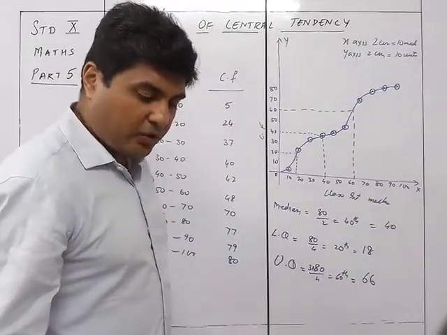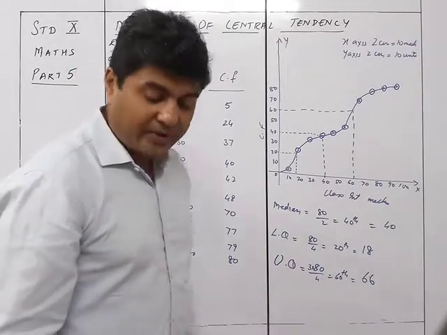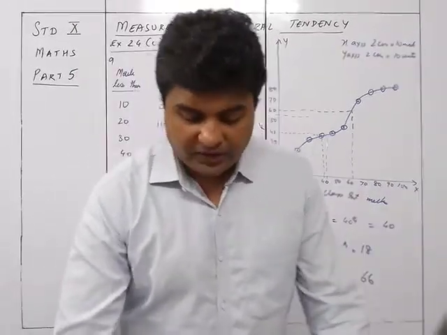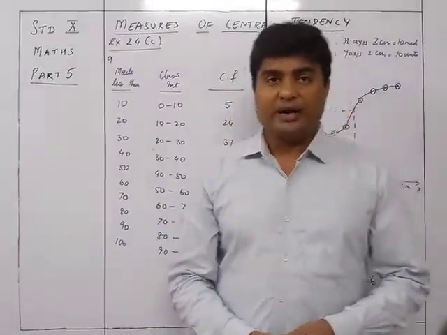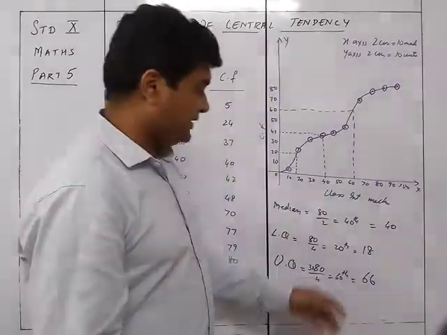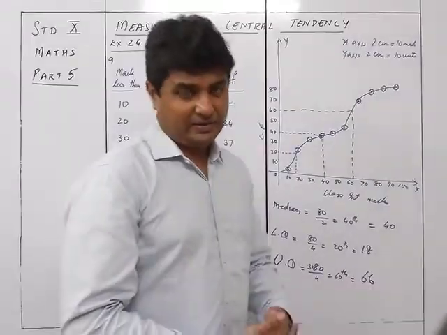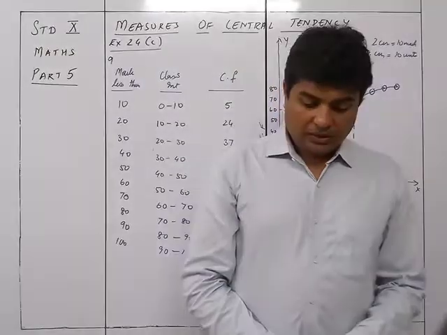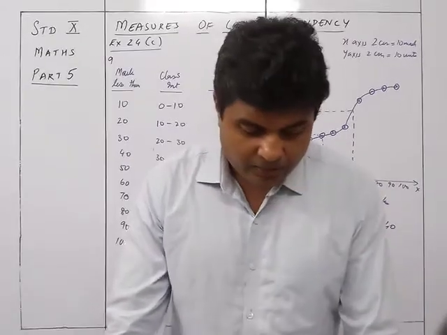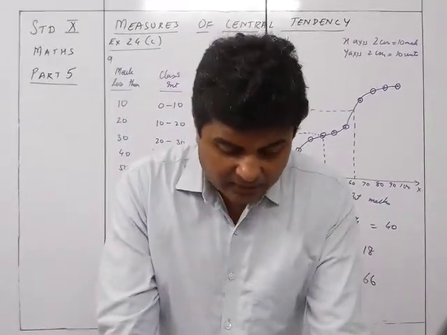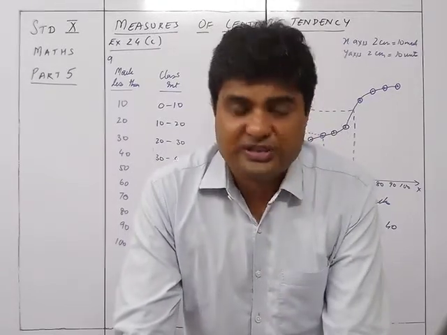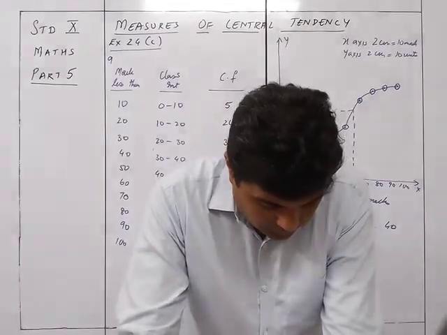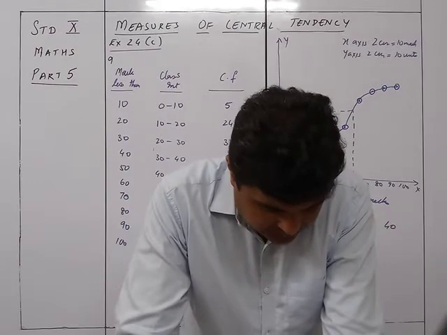So that is how you are going to get the values of the median, lower quartile, upper quartile and the interquartile range. Of course, the interquartile range in this case will be 66 minus 18, so that will be 38. They have not asked us, so I have not done it. So that is about exercise number 24C.